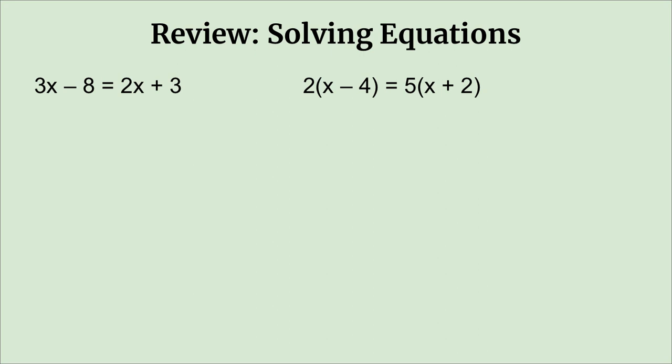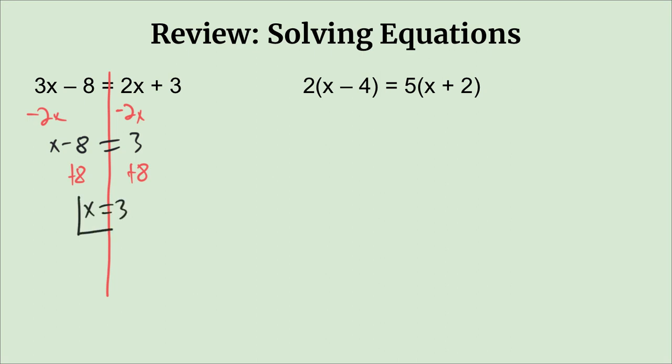So for the first one, we're going to remember that whatever you do to the left side, you've got to do to the right. And then we're going to work by first combining our x's. So I'm going to subtract 2x from both sides. We get x minus 8 equals 3. Then we add 8 to both sides, and our final answer is x equals 3.